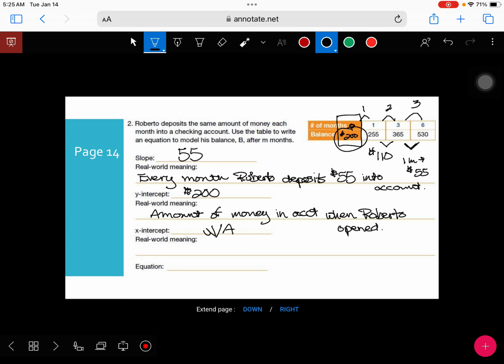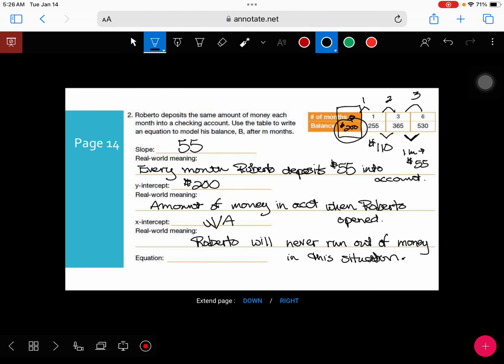Okay, Roberto will never run out of money in this situation. Now, it's not talking about he takes anything out. So as long as he is increasing that money by $55, the x-intercept is not going to be part of this problem. Okay? So Roberto deposits the same amount of money each month into a checking account.